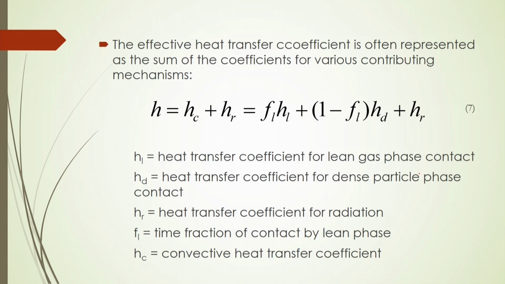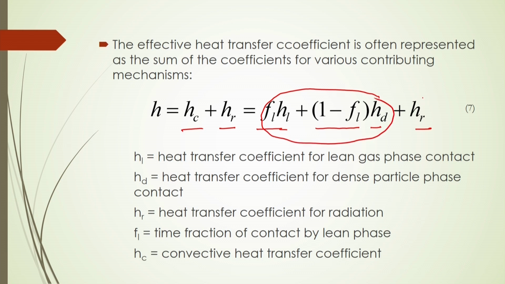Now, the effective heat transfer coefficient is often represented as the sum of the coefficients for various contributing mechanisms, like h will be equal to hc plus hr. What is hc? hc is called the convective heat transfer coefficient, and hr is called the heat transfer coefficient for radiation. Now, hc can be denoted by fl into hl plus 1 minus fl into hd, plus hr here. So, this one is nothing but the hc and this one is hr.